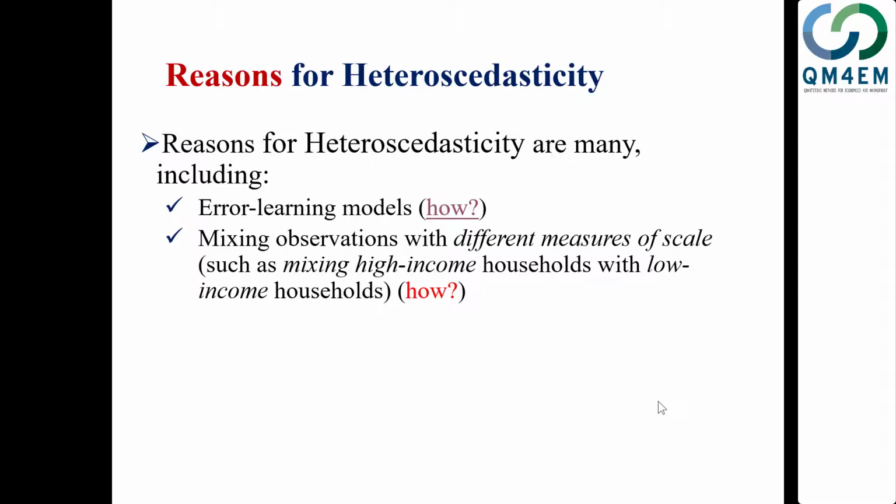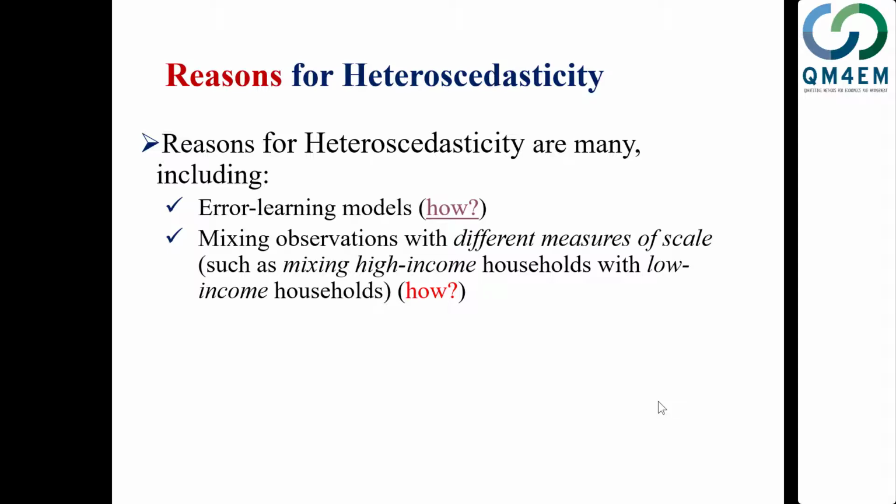variation in the level of saving also increases as you move from a low level of income to the higher level of income. Thus, mixing observations with different measures of scales, or mixing observations which are of a different nature, automatically introduces heteroscedasticity issues in your data. So data consisting of diverse groups or observations will have a problem of heteroscedasticity by default.